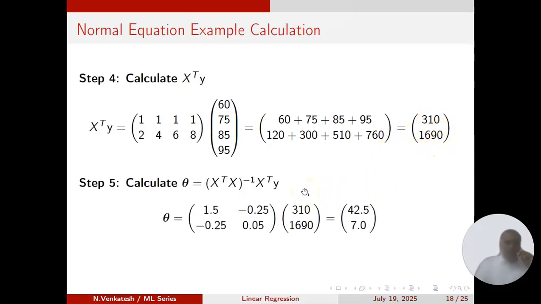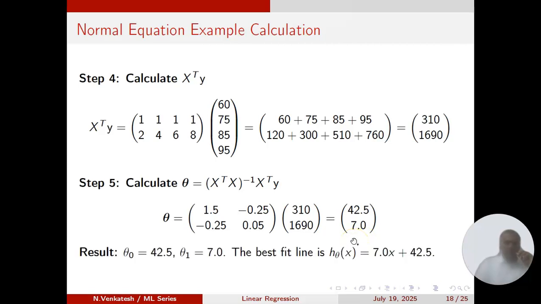310, 1690. And if you calculate theta by using that, we'll get 42.5 and 7.0. So the equation that we get is 7.0 into x plus 42.5. By using that we can also predict for any number of hours. Suppose you want to predict the score for 5 hours, that is 7 into 5 plus 42.5. So 35 plus 42.5.